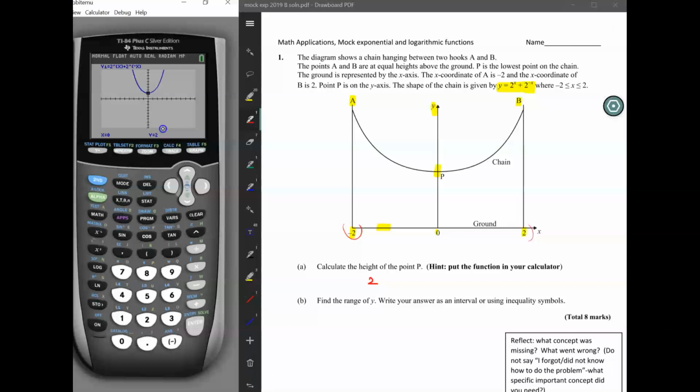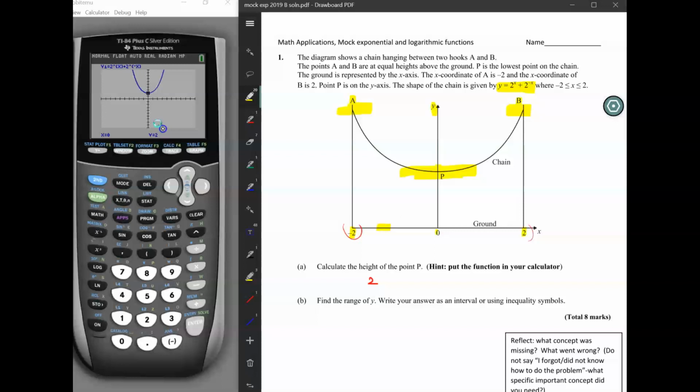In this particular case, we know that the y values correspond to the height of the chain, and it looks like the lowest height of the chain corresponds to the y coordinate of P, and then the highest coordinate of the chain would correspond to the points A and B, right? So basically we're going to find the y-coordinate of P and the y-coordinate of A or B. It looks like A and B are at the same height, but we're not sure yet. And then those would be the critical values, the numbers which will define the interval, which is the range.